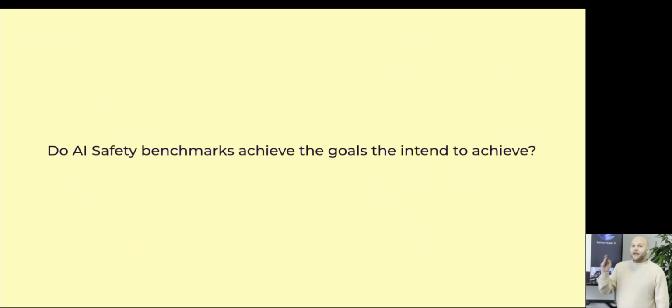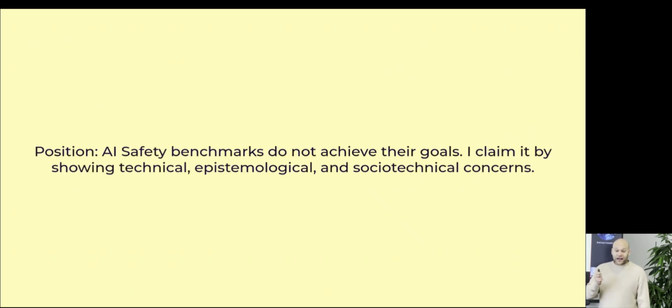Now, we define the goals that AI safety benchmarks want to achieve ideally based on this definition. So the question is, do they achieve them? And I'd say no. I actually claim that AI safety benchmarks do not achieve their goals. And I'm going to show it to you with 5 examples that show technical, epistemological, and socio-technical concerns.